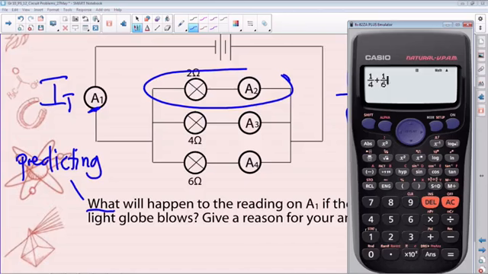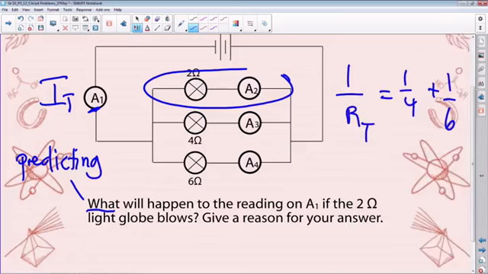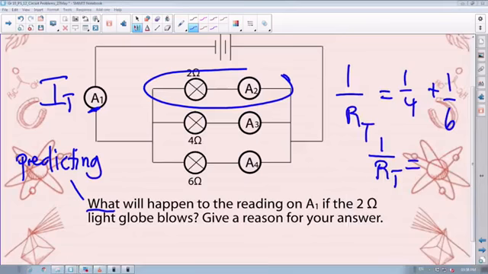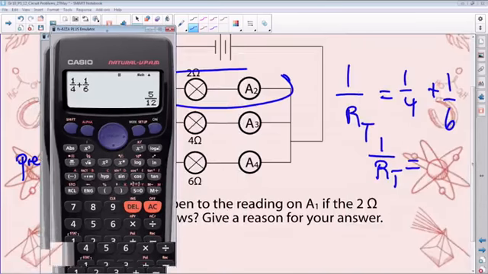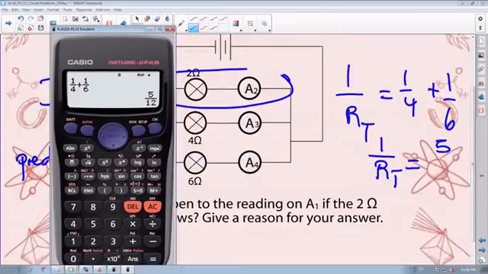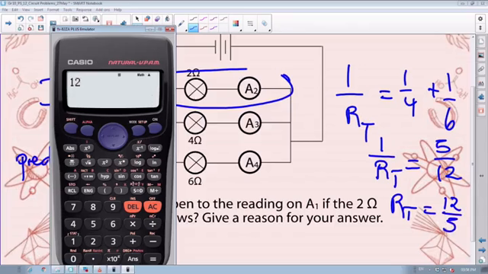I want us to pay careful attention to what will happen to the total resistance. This is 5/12. But remember, we're not looking for the reciprocal. We are saying that 1/R total is equal to 5/12. In other words, R total, if you do your maths, will be 12/5 ohms. 12 divided by 5 is equal to 2.4. So R total now is 2.4 ohms.